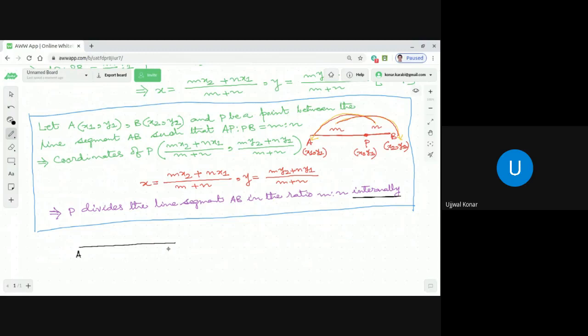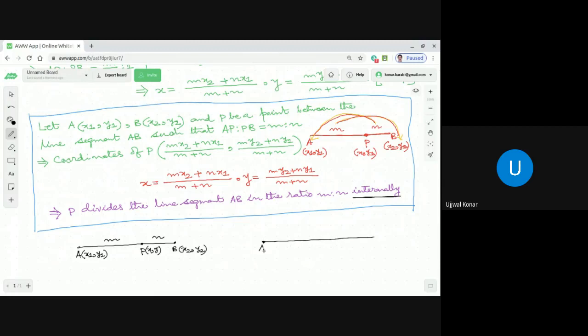Suppose A is a point with coordinate x1, y1. B is a point here with coordinate x2, y2. These two are given to you, and P is a point here, and its coordinate is x, y, which is not known to you. But you know AP is to PB, that is, we can define either lambda is to 1 or m is to n. M is to n is the most practical thing, so it is better to discuss m is to n.